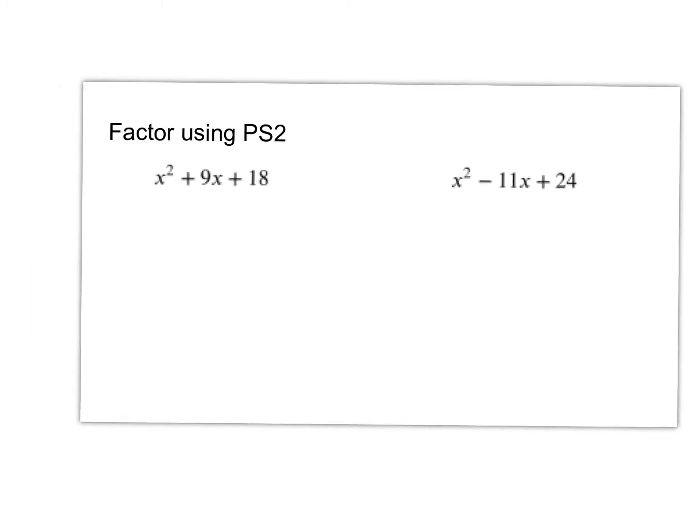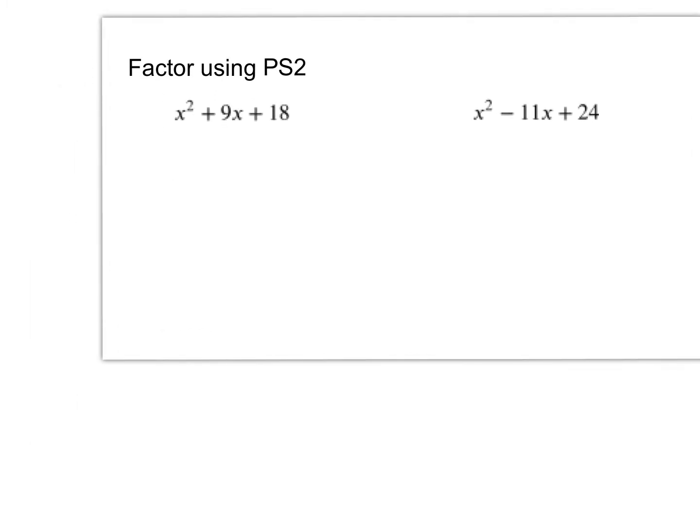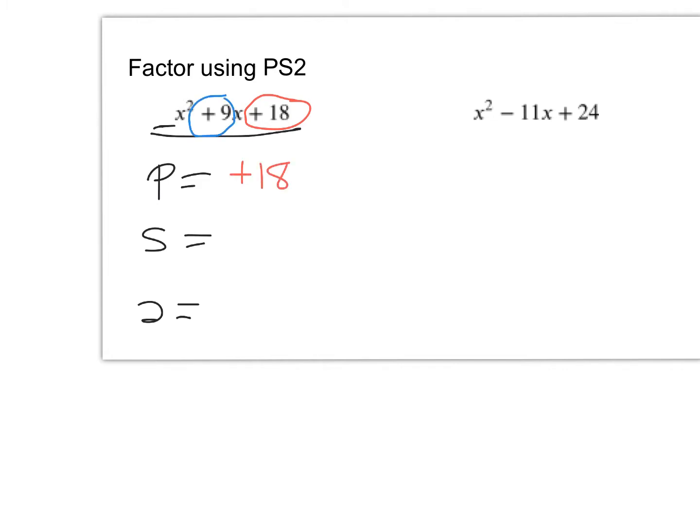All right, so we're going to factor using PS2. First thing we do here, I've got 3 pieces, no leader in front of the square, so I can use PS2. My product, positive 18. My sum is positive 9. So, what 2 numbers multiply to 18 but add to give me a 9?